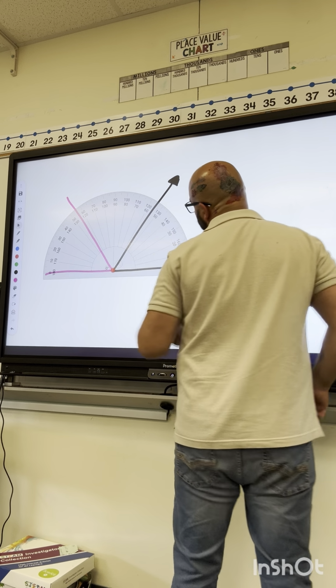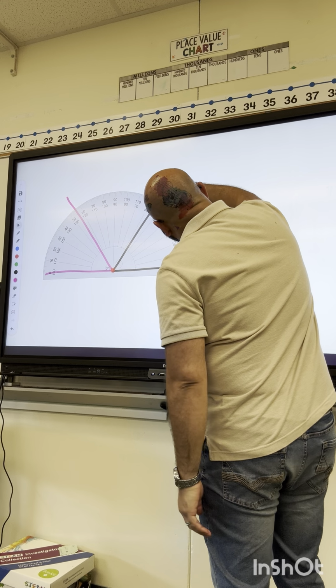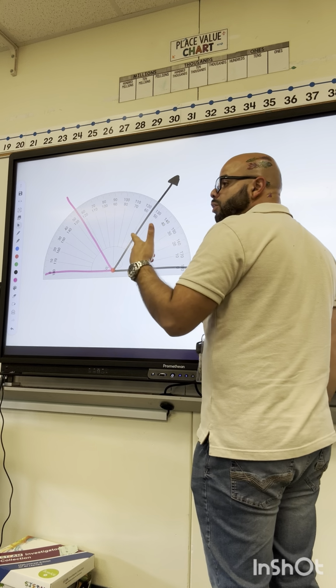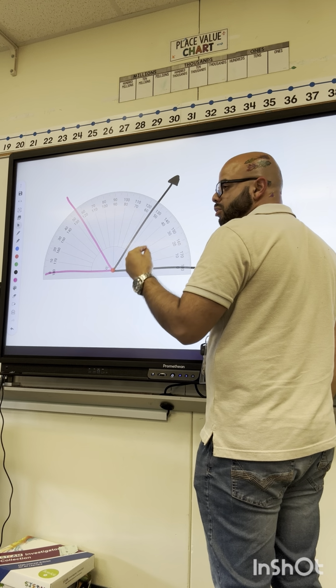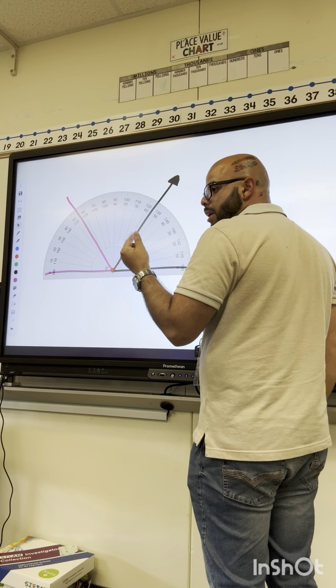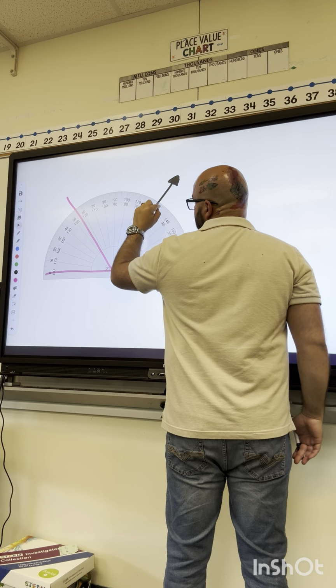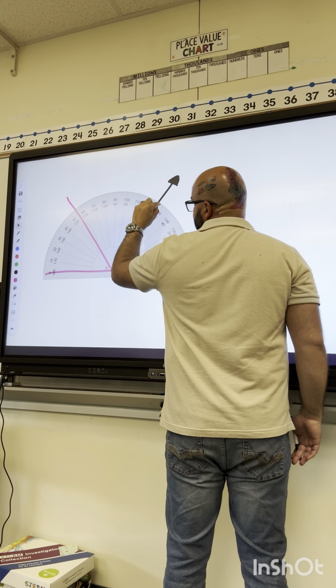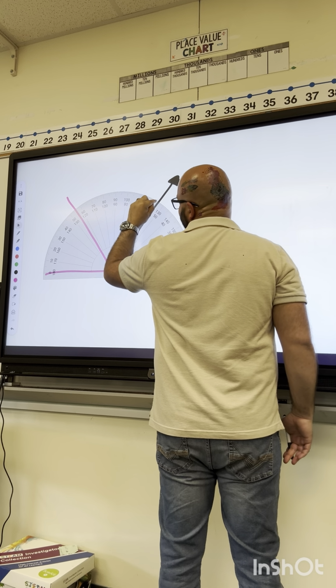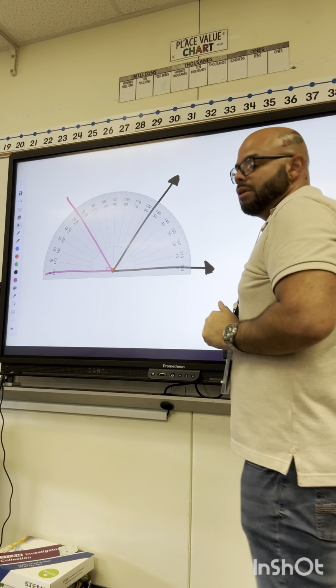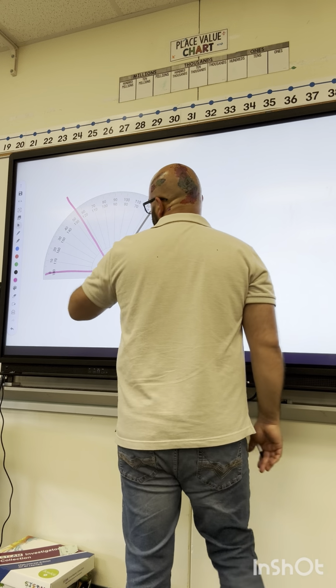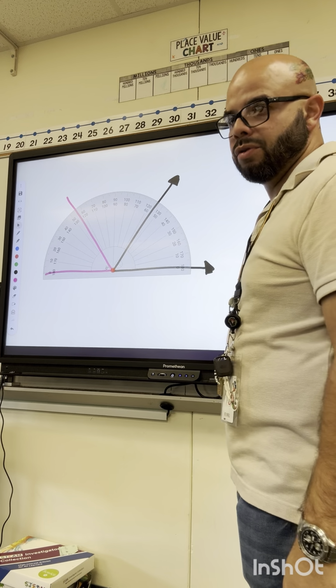Now these little lines, you see these little lines here on the protractor? Those are your unit degrees, okay? Those are the 1 unit degrees. So you're gonna count by ones from that point. So you got the 50, you're at 50 degrees, 51, 52, 53, 54, 55 degrees. So this angle here measures 55 degrees.